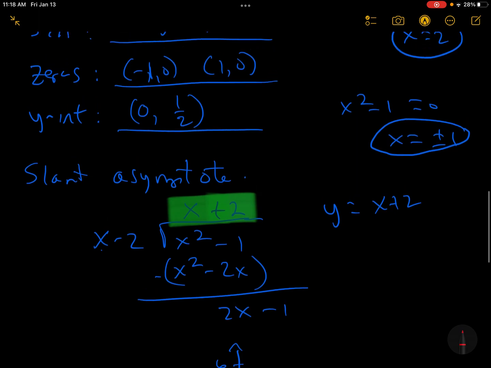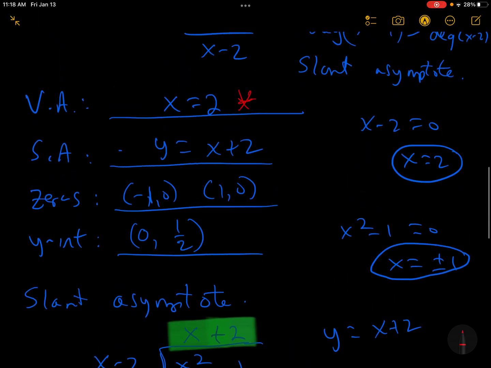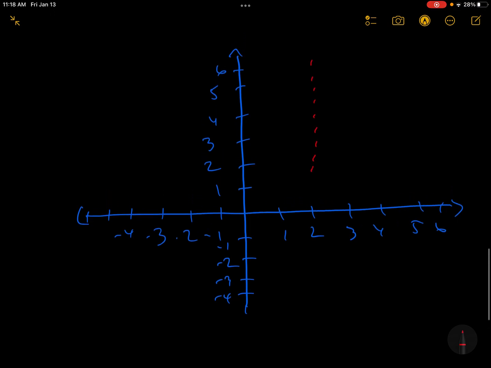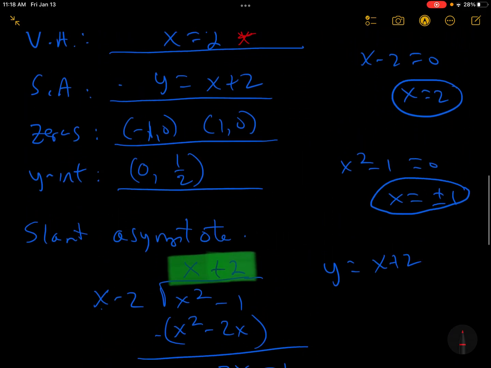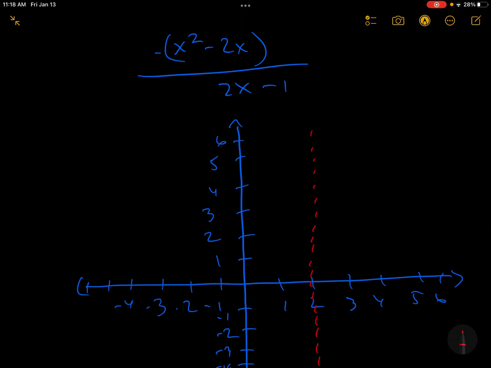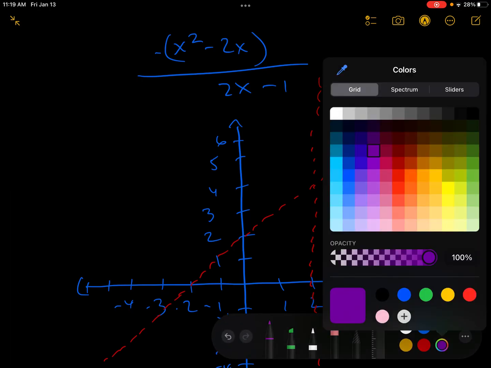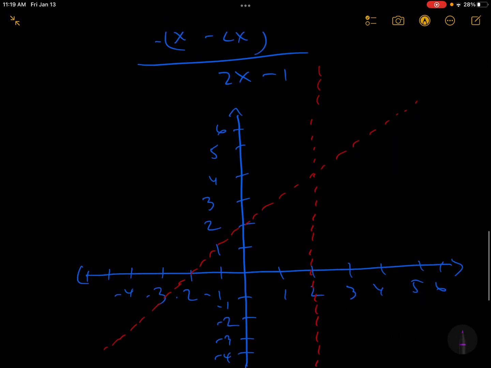So, vertical asymptote at x equals 2. Put that in first. Slant asymptote at y equals x plus 2. So this is a line of slope 1 with a y-intercept of 2. Okay, so now we have our asymptotes in there. Go back here to purple. Our zeros happen at 1 and minus 1, and our y-intercept happens at 1/2.